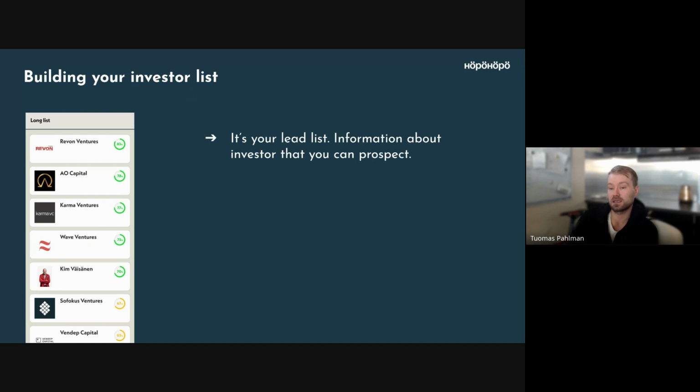This is your lead list. What you need in any sales process is to have a lead list, information about the contacts, the investors that you are starting to prospect. Most likely, as it's going to be a sales process, if you just have one or two investors there, you will most likely not close the round. And naturally, it's not only the names of the investors, but the more information you can have about the investors, the better you can qualify them.